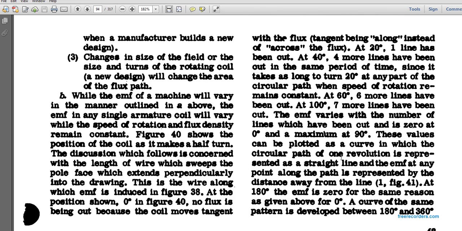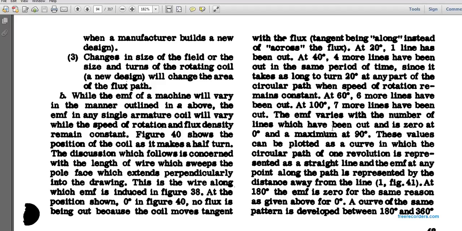When a manufacturer builds a new design, 3. changing the size of the field or the size of the turns of the rotating coil will change the area of the flux path. While the EMF of the machine will vary in the manner outlined above, the EMF of a single armature coil will vary while the speed of rotation and flux density remain constant.